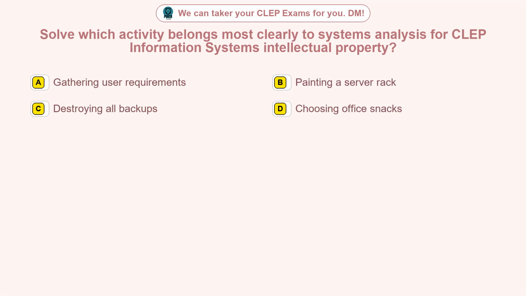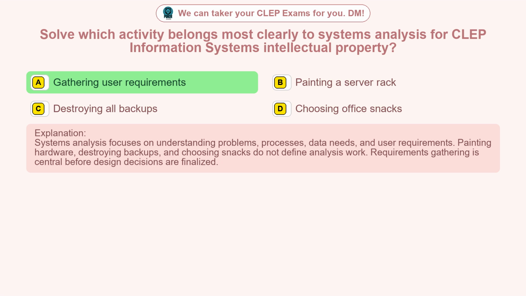Question 66. Solve which activity belongs most clearly to systems analysis for CLEP Information Systems intellectual property. Option A. Gathering user requirements. Option B. Painting a server rack. Option C. Destroying all backups. Option D. Choosing office snacks. The correct answer is option A. Gathering user requirements. Systems analysis focuses on understanding problems, processes, data needs, and user requirements. Painting hardware, destroying backups, and choosing snacks do not define analysis work. Requirements gathering is central before design decisions are finalized.